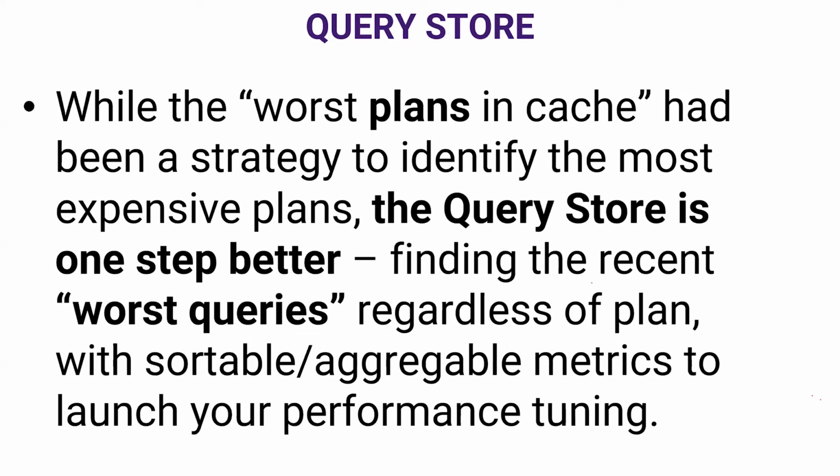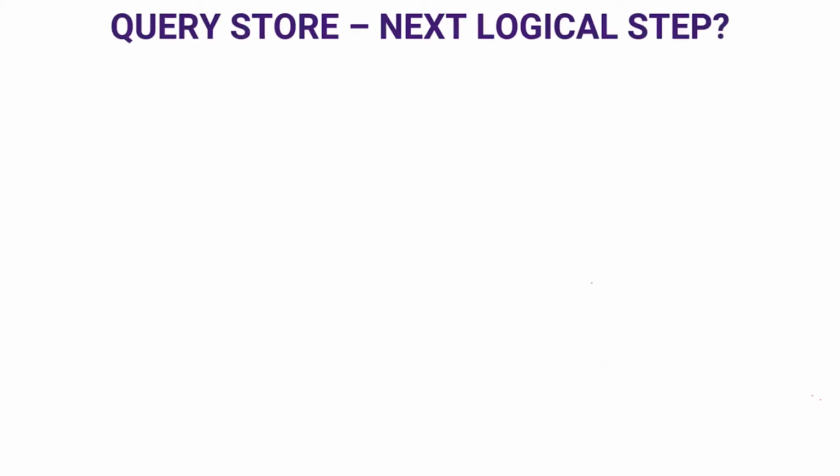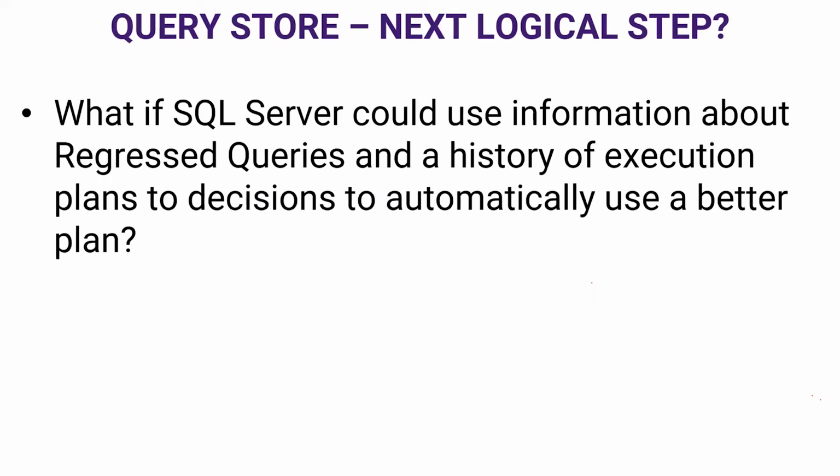While the worst plans in cache had that strategy to identify the most expensive plans, the Query Store is a step better, finding the worst queries regardless of their plan, and even showing a history of queries and their plans. And this is highly recommended when doing performance tuning. So the next logical step is, what if SQL Server could use information about regressed queries, queries that used to run faster, and a history of execution plans to decide automatically to use a better plan?